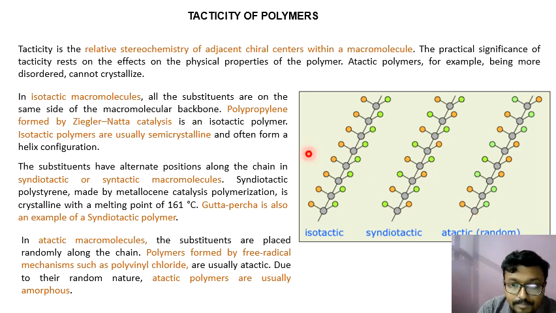Now, what are the examples? An example of isotactic polymer is polypropylene, which is formed by Ziegler-Natta catalytic reaction. This is called isotactic polymer. Isotactic polymers are generally semi-crystalline. For syndiotactic polymer, an example is gutta-percha. They are crystalline. And atactic polymers will be amorphous. There is no specific arrangement of the groups, so it will be amorphous. Example is polyvinyl chloride.